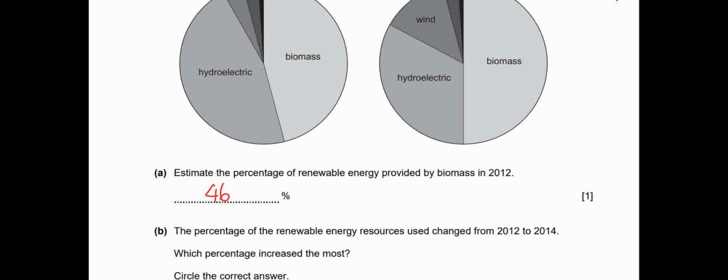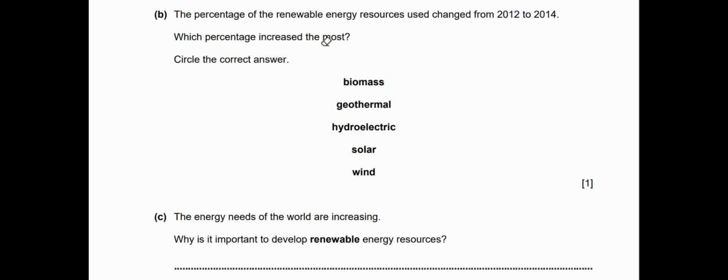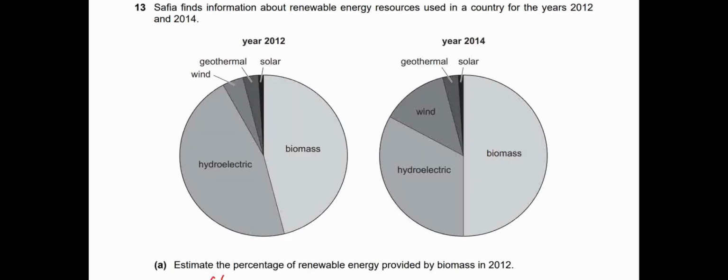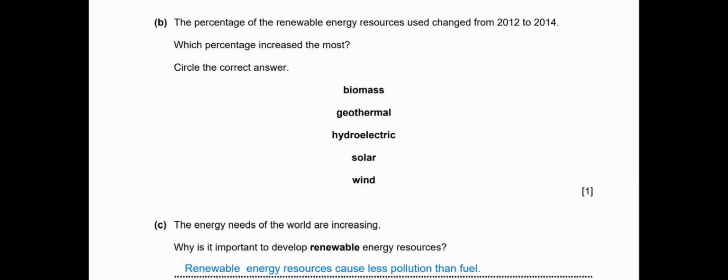Question B. The percentage of the renewable energy resources used changed from 2012 to 2014. Which percentage increased the most? Circle the correct answer. Is it biomass, geothermal, hydroelectric, solar, or wind? Let's check it out. We have to choose the one that increased the most. We can see in here the wind increased from a very small portion to a great portion, so it's wind. So that will be your answer.